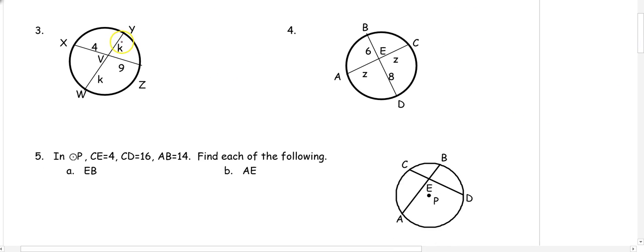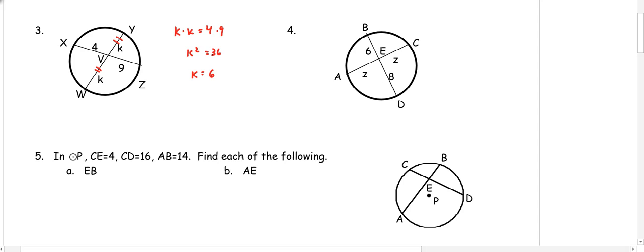Number 3, we have k on two parts of the chord, which means that they're congruent. So we're still going to multiply k times k equals 4 times 9, and we get k squared equals 36. The square root of 36 is 6.